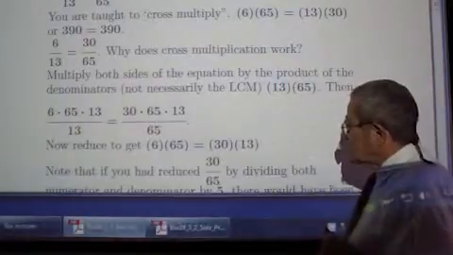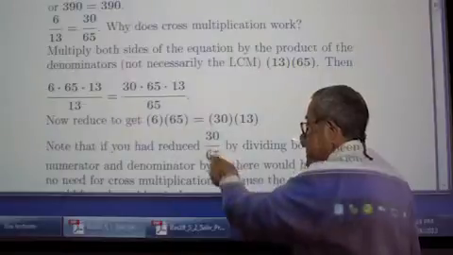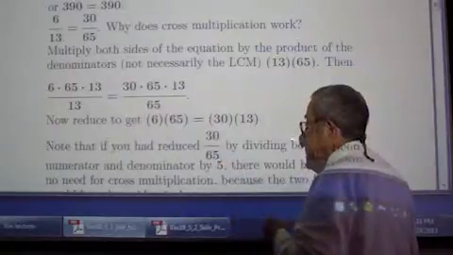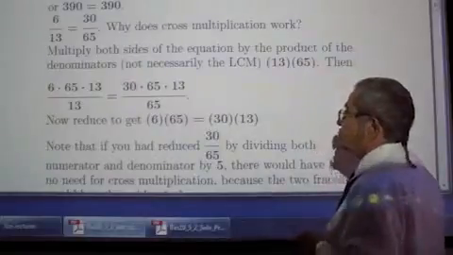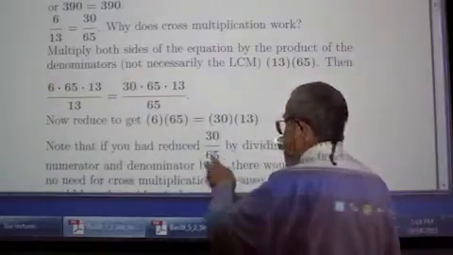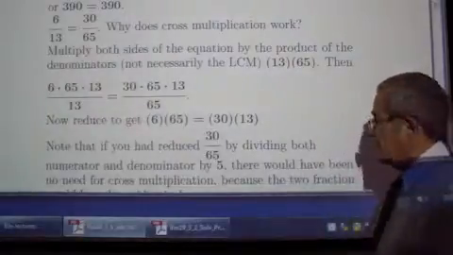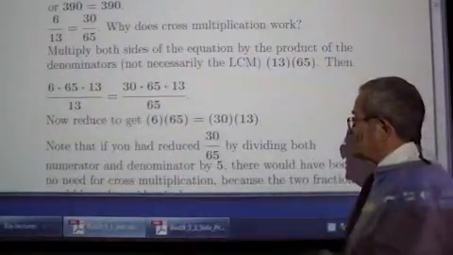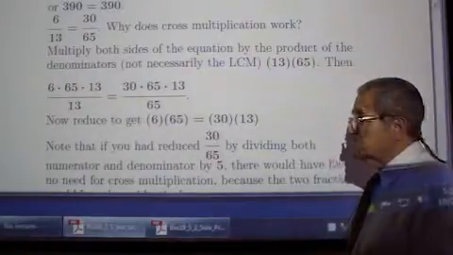You could also have tried to reduce that, and if you divide by 5, you get 6 over 13. So there you definitely see that the two fractions are equivalent. They're exactly the same. This reducing does not always work. Cross multiplication always works.